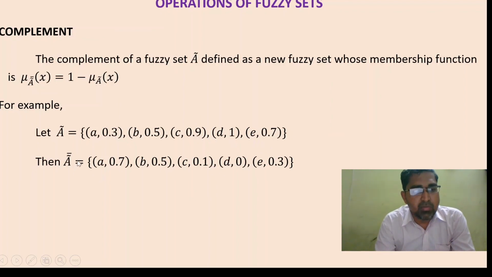How to find A bar, I mean the complement of the fuzzy set A? We have to find 1 minus 0.3, that is 0.7. Similarly, 1 minus 0.5, that is 0.5. For the element c, 1 minus 0.9, so 0.1. For the element d, 1 minus 1, 0. For the element e, 1 minus 0.7, that is 0.3. In this way, we can find the complement of the fuzzy set.